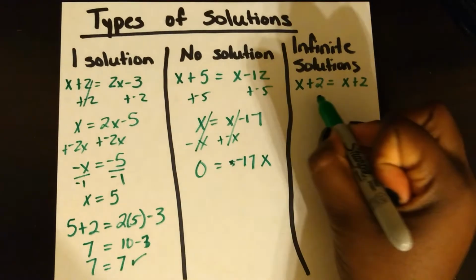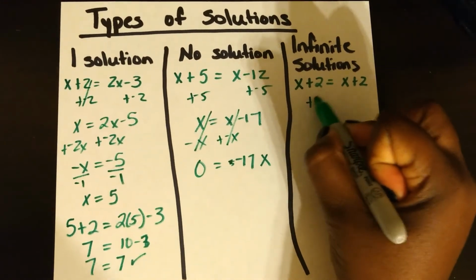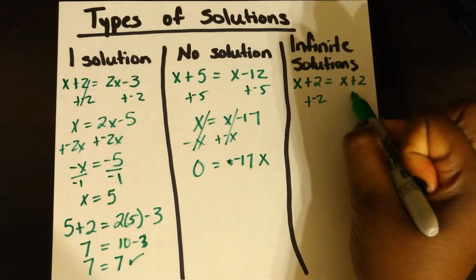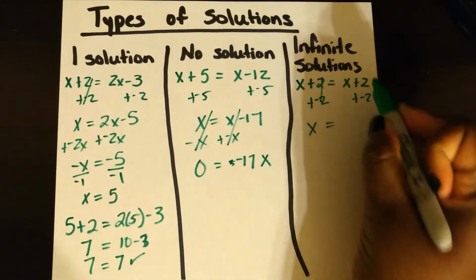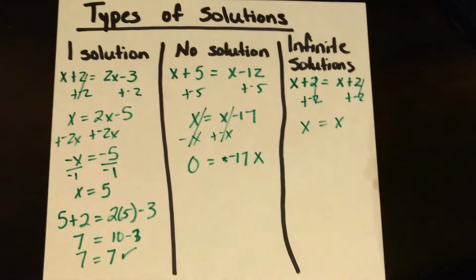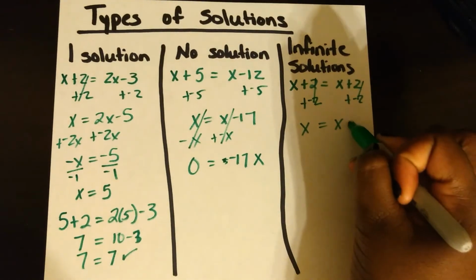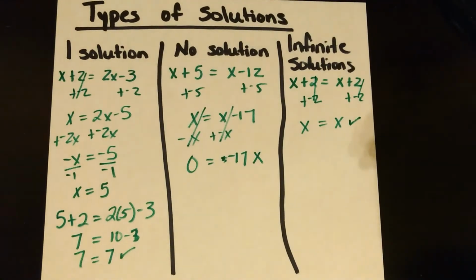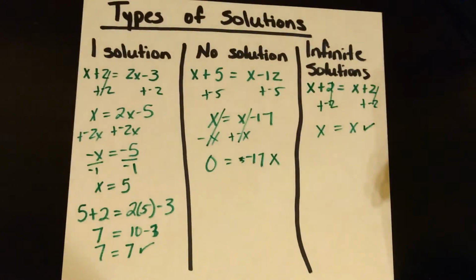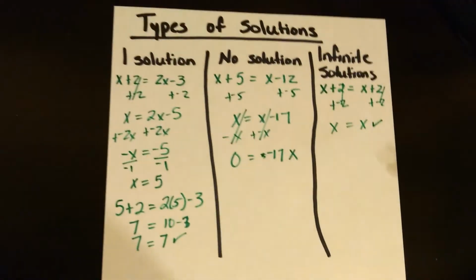But let's look at what we would have if we solved it. If I add a negative 2 to both sides, I have x equals x. So if x always equals x, which is a true statement, regardless of what goes in, there will be an infinite number of solutions. My statement will always be true.